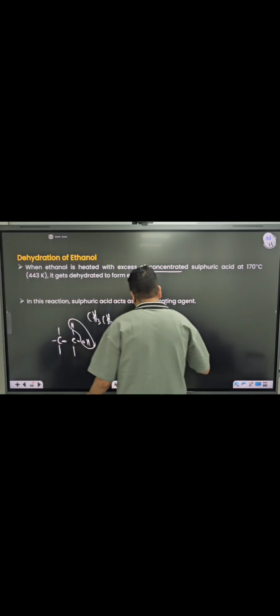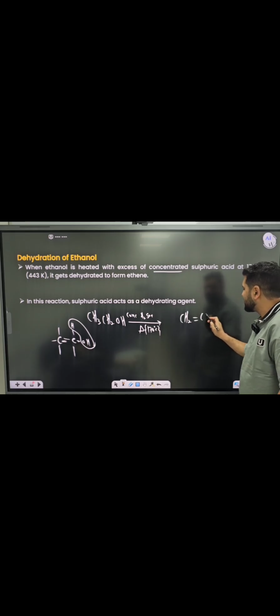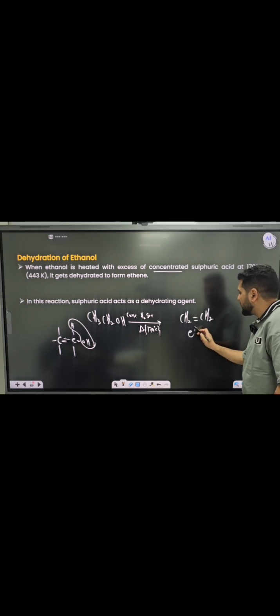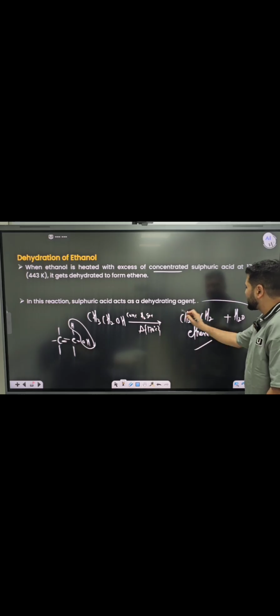Now, how exactly will you be making 4 bonds here? So basically what I'll be doing is putting a double bond between carbon and carbon. So it will lead to the formation of CH2 double bond CH2. Now this is what we call ethene. It will get dehydrated, meaning water will come out. I hope this is clear.